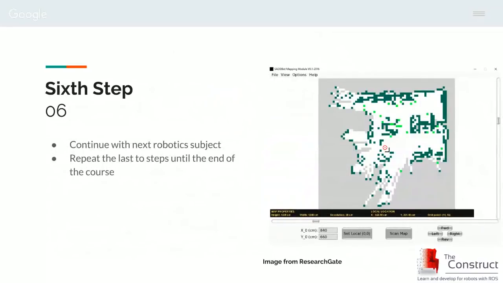And once you have explained that topic of ROS that you need, then you move to the sixth step. That is, continue with the next robotic subject and repeat this process until you end your course. Going to the next robotic subject, you realize that you need to explain another ROS subject, then you stop teaching theory and explain this ROS subject, and continue for all the subjects that you want to teach in your class.